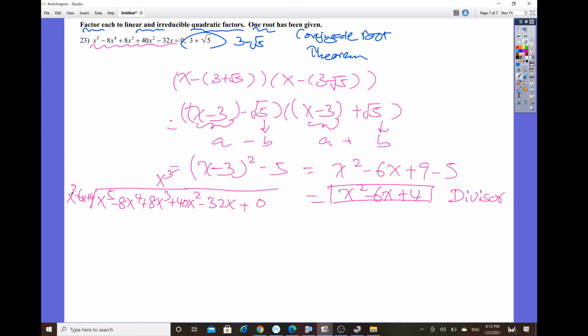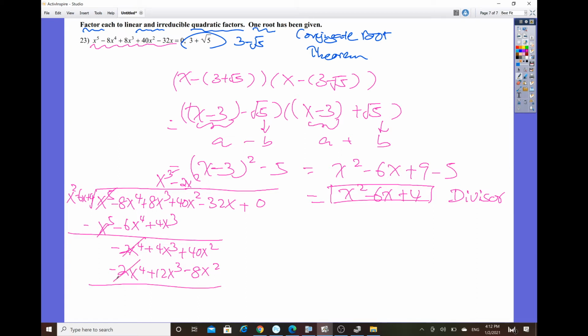Okay, x cubed times x squared gives x to the power of 5. Then x cubed times negative 6x is negative 6x to the power of 4, and x cubed times 4 is 4x cubed. Subtract, so this one got cancelled. Negative ax to the power of 4 minus negative 6x to the power of 4 is negative 2x to the power of 4, and this one is 4x cubed. Bring down 40x squared. To get rid of negative 2x to the power of 4, we multiply by negative 2x squared, giving negative 2x to the power of 4, 12x cubed, and negative 8x squared.